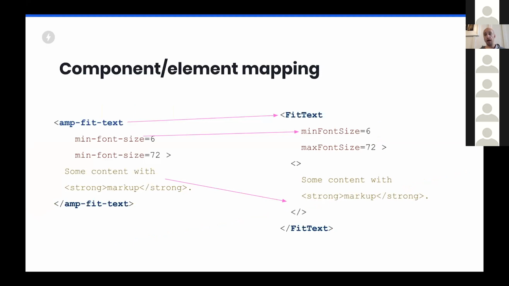So we map a component to an element and back. What it means is that when you write an AMP fit text DOM element in HTML markup, it maps to the fit text component. Attributes are mapped to properties in the simplest cases, and content also maps to the component's children property. This is a more simple mapping. They could get pretty complicated.